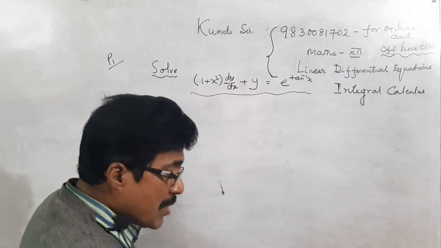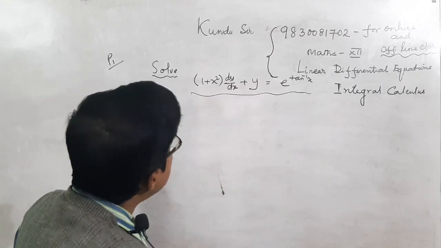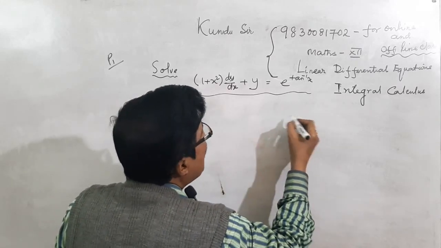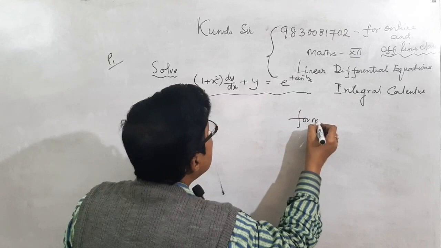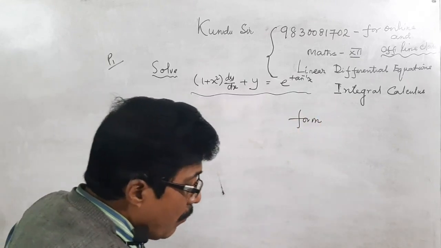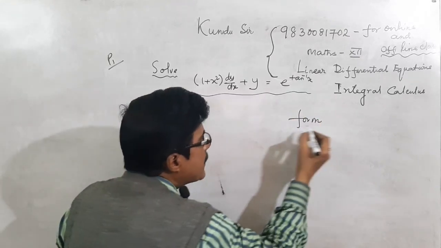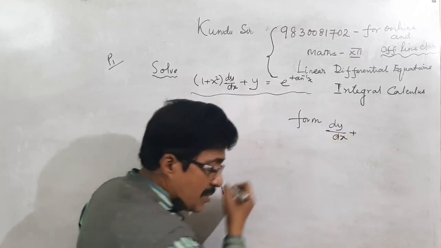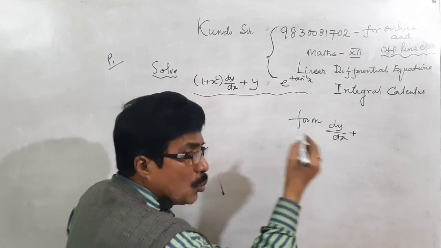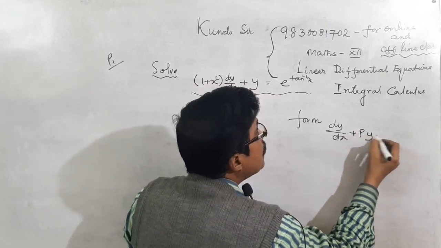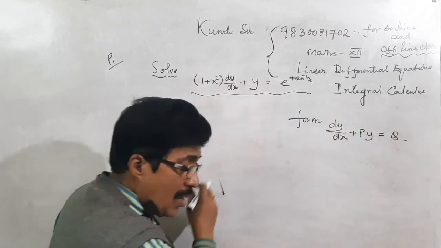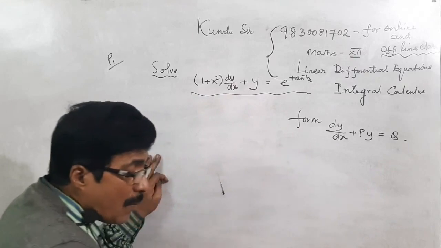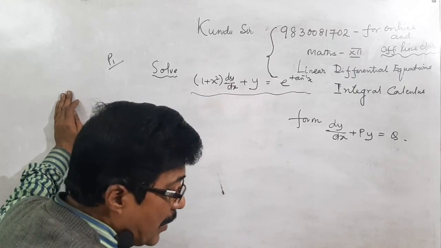The differential equation is given, and we can compare it with the standard form. What is the form of the standard equation? The form is dy by dx plus p into y equal to q. Now comparing this with the given one, we are making the comparison.